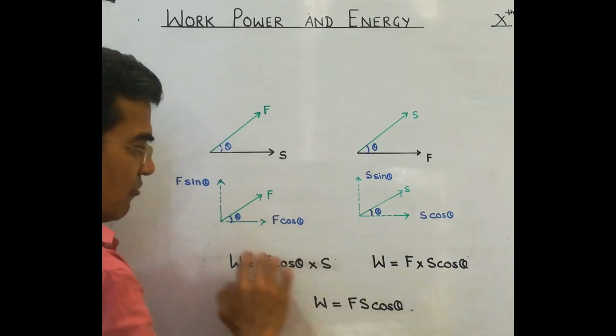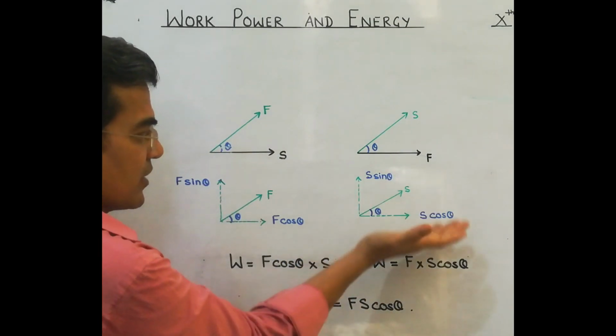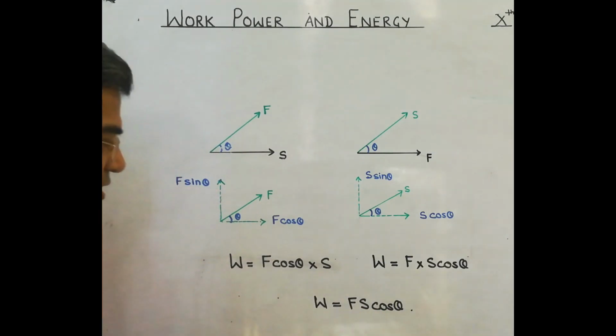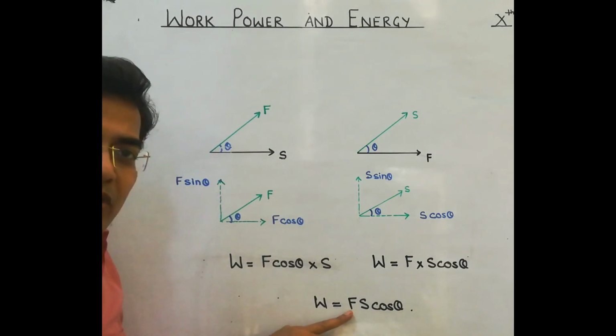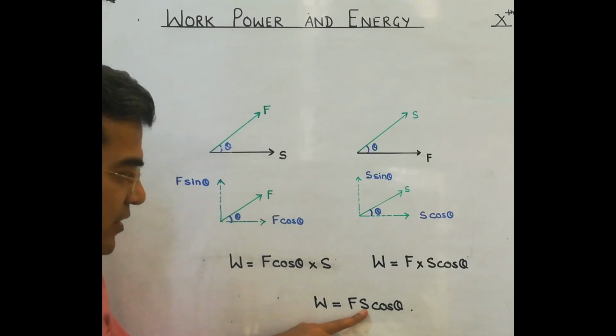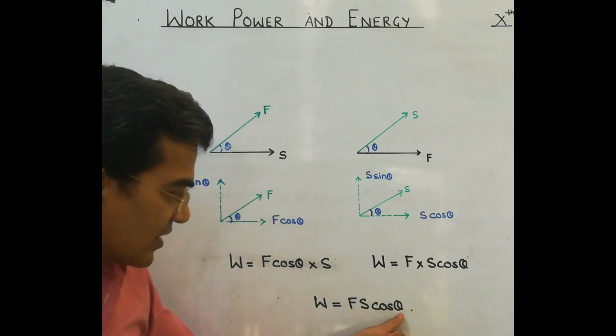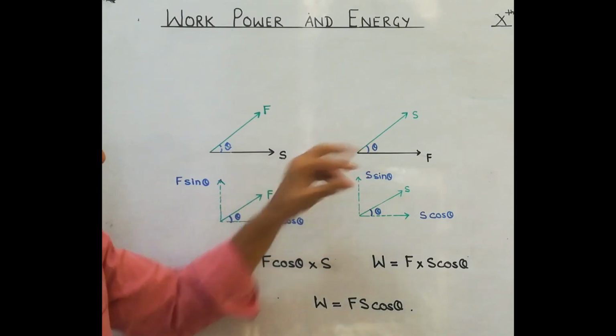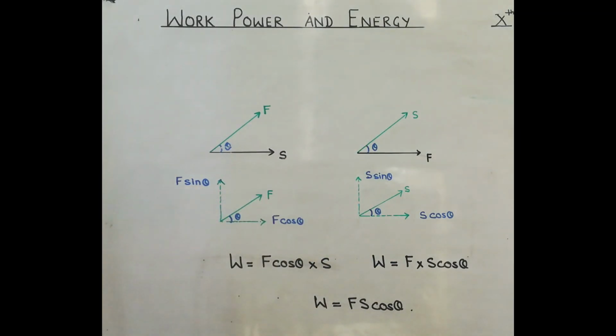So all over, whether you break force or you break displacement, the work formula will be F S cos theta, where F is the magnitude of force, S is the magnitude of displacement, and theta is the angle between force and displacement. So you can note down this formula. We will be using this formula for calculation of work done.